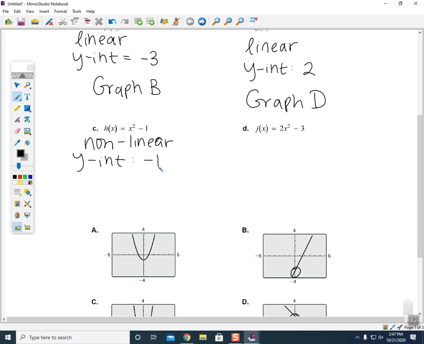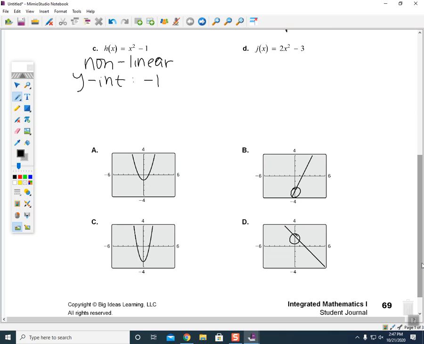So I need to look for a nonlinear function that crosses the y-axis at -1. Well, here are my two nonlinears. This one crosses at -1. This one crosses at -3. So my graph is going to be graph A.